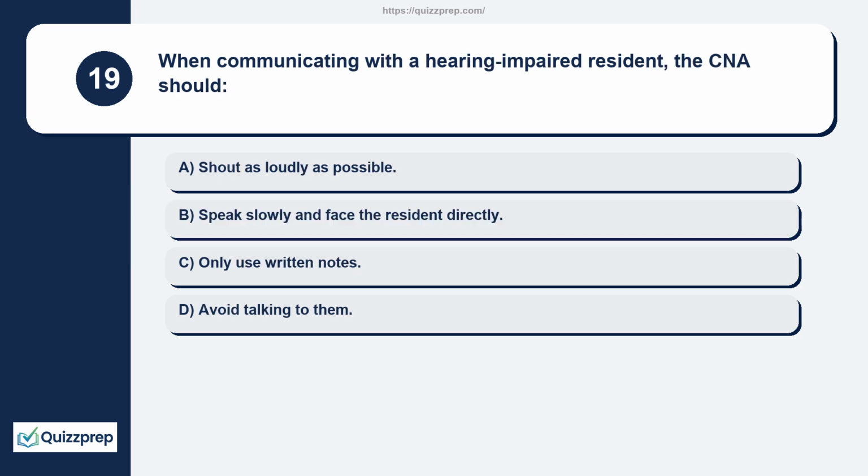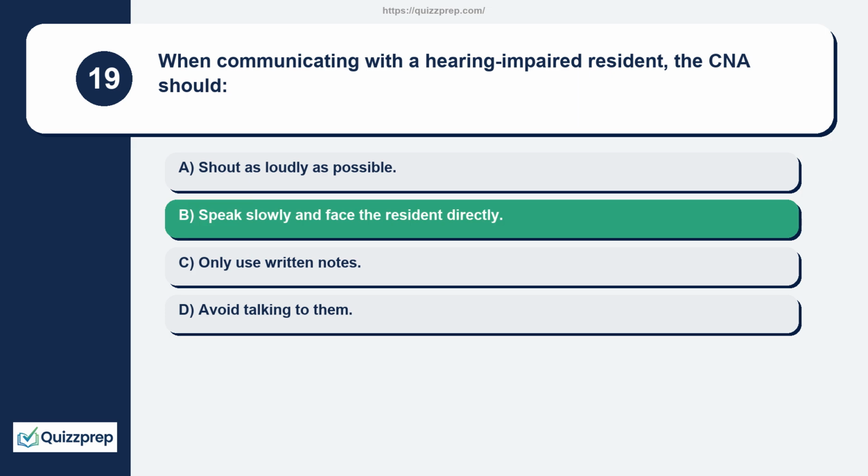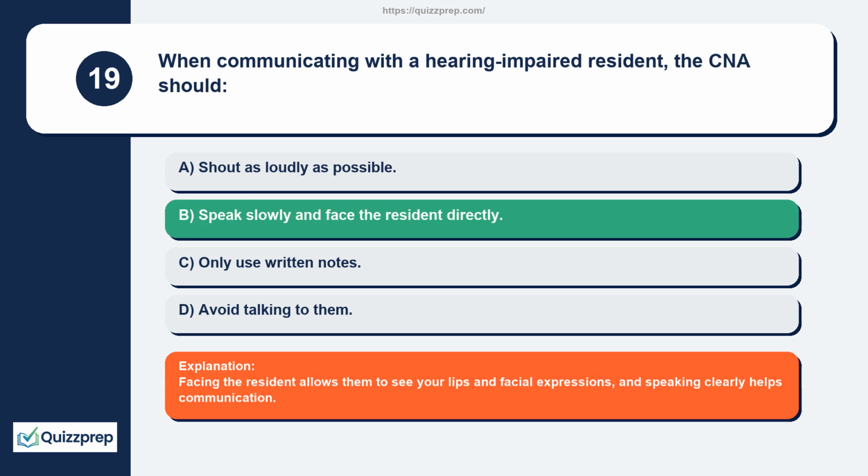Question 19. When communicating with a hearing-impaired resident, the CNA should shout as loudly as possible. Speak slowly and face the resident directly. Only use written notes. Avoid talking to them. Facing the resident allows them to see your lips and facial expressions, and speaking clearly helps communication.